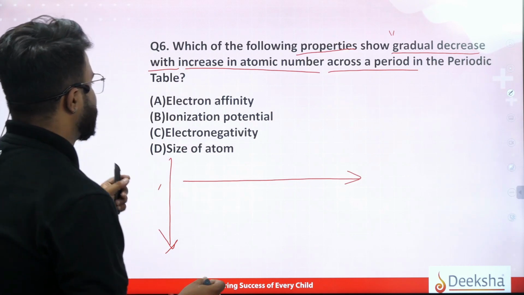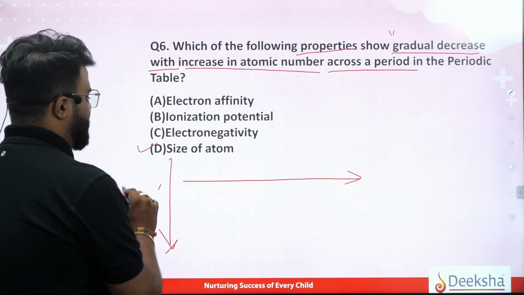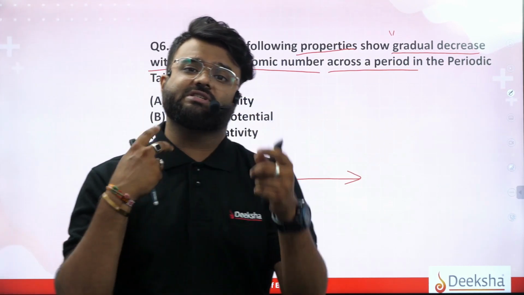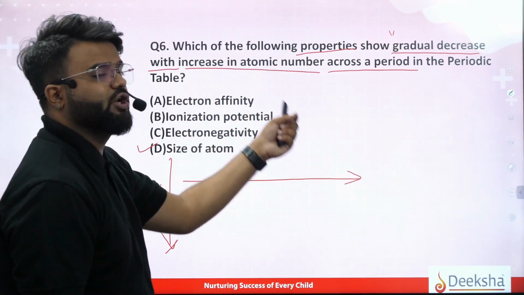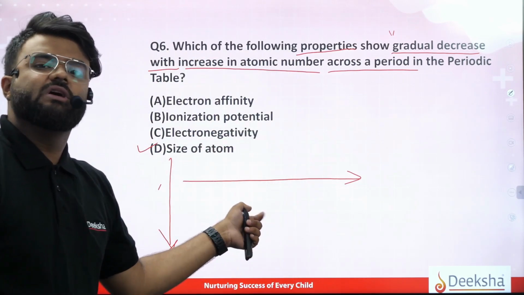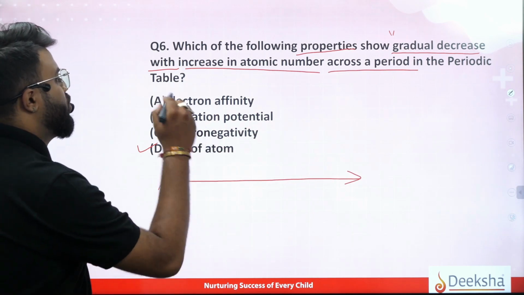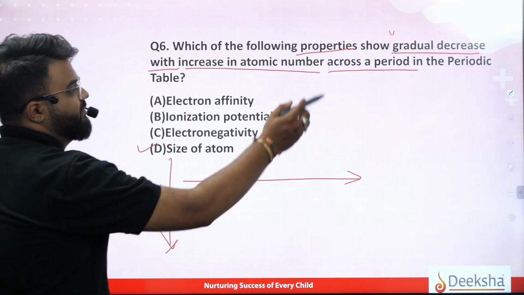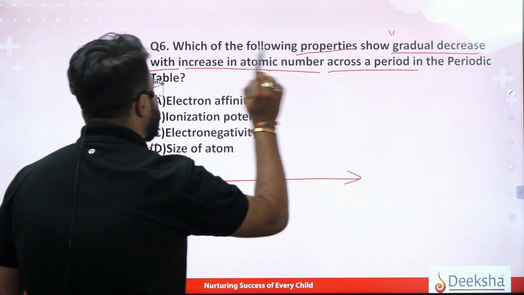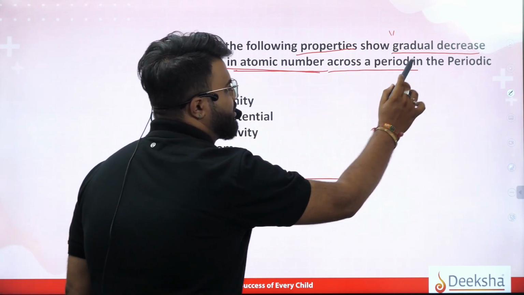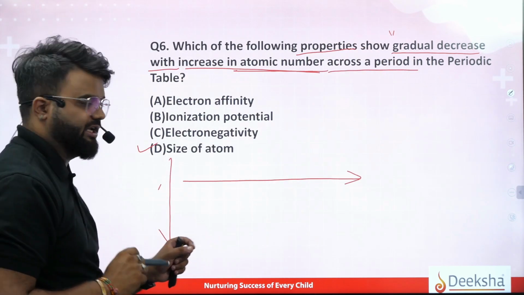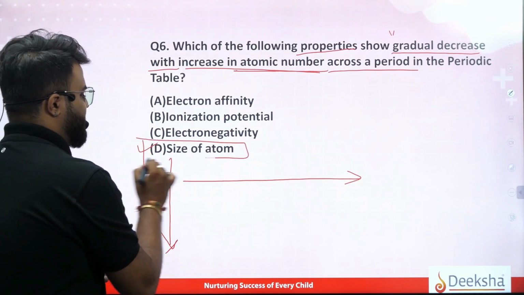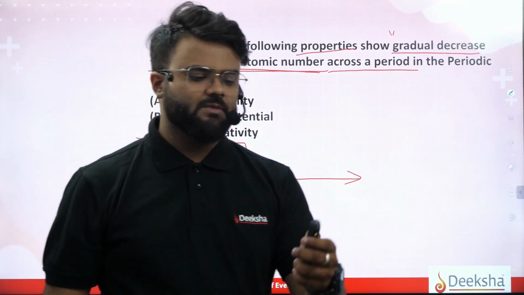Now what happens is the size of an atom. Size of an atom is something which is really different. When it comes to atomic number, the first thing that comes to mind is the size of an atom. The size of an atom actually decreases with increase in the atomic number across the period in the periodic table. So your correct option is answer D. Clear? Did you understand?